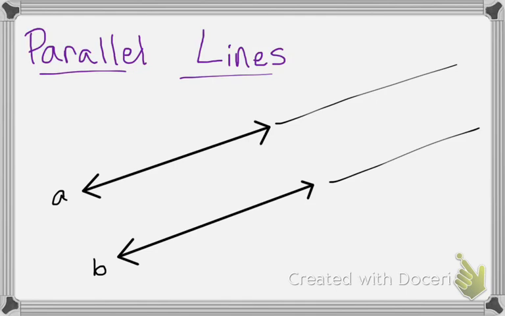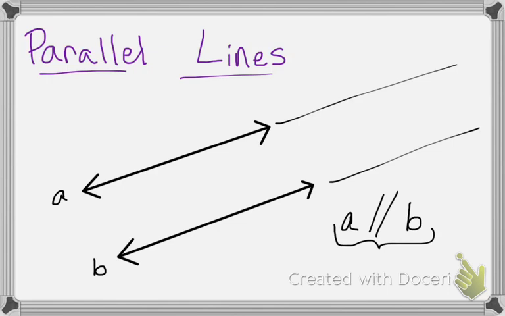So the symbol that we use for this is we'll say that line A is parallel to line B. All right, and so sometimes shorthand you'll see it written like this: A is parallel to B, and that just means that they will never intersect and they will never touch each other.